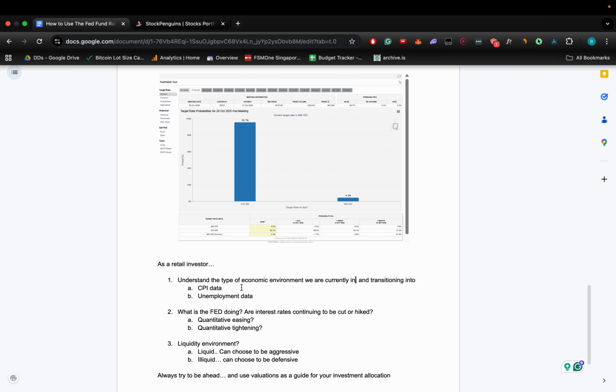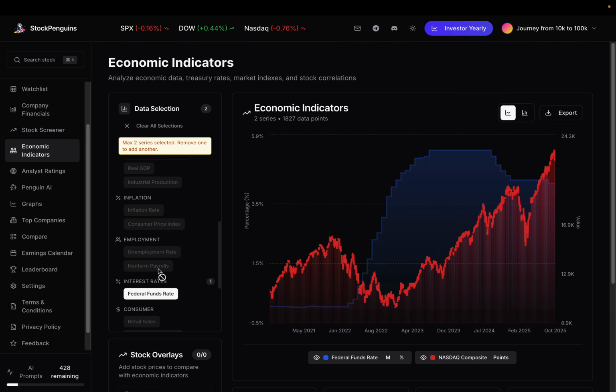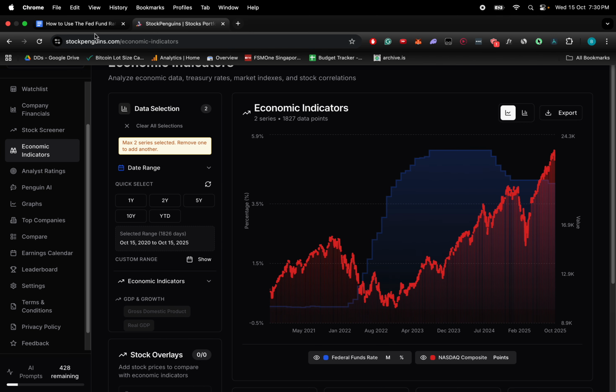So how do we know what kind of environment we're going into? It's by understanding the economic data that we have. CPI and unemployment are the two most important data that the Fed looks at. That is their mandate. They want to find a balance between employment and fighting off inflation. So if you use StockPenguins, you could play around with the inflation-related data and employment-related data to see how it performs, or maybe you may even find something when you see any pattern spotting from the single stock prices and this kind of economic data.